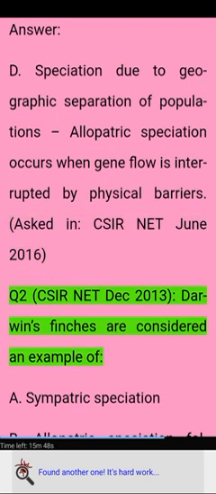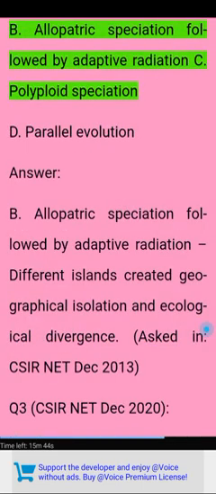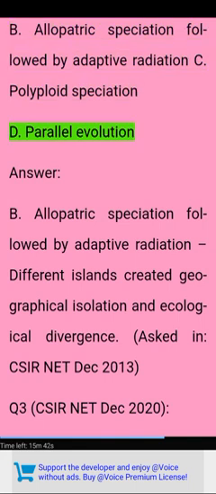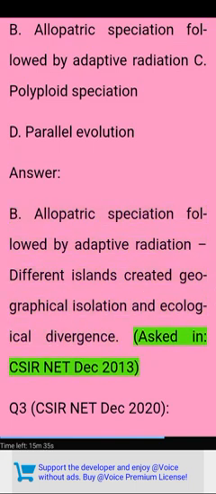Q2, CSIR-NET Dec 2013. Darwin's finches are considered an example of A. sympatric speciation. B. Allopatric speciation followed by adaptive radiation. C. Polyploid speciation. D. Parallel evolution. Answer: B. Allopatric speciation followed by adaptive radiation. Different islands created geographical isolation and ecological divergence. Asked in CSIR-NET Dec 2013.